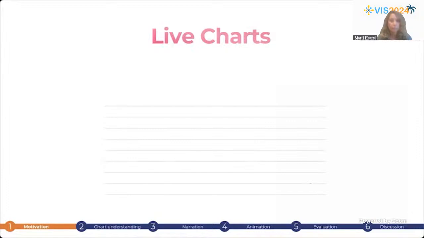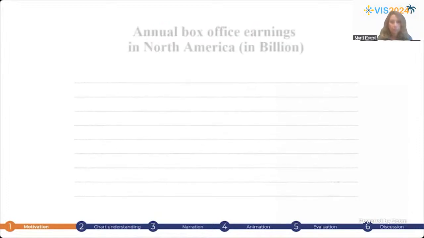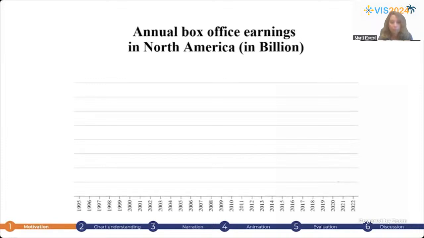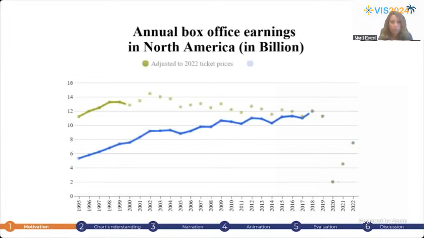Here is an example for live charts. The title of this chart is Annual Box Office Earnings in North America in billion. The x-axis represents the year, the y-axis the earnings, and the legend distinguishes the adjusted and the unadjusted values.